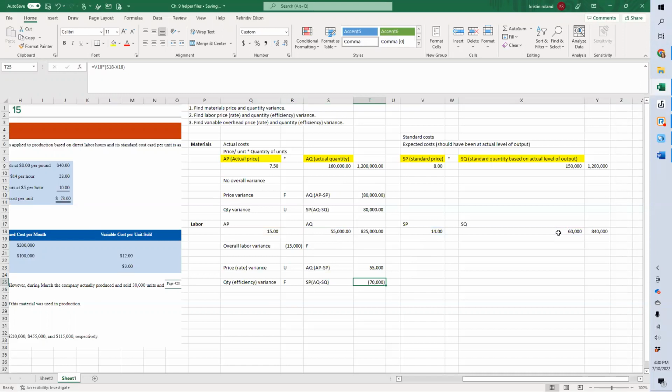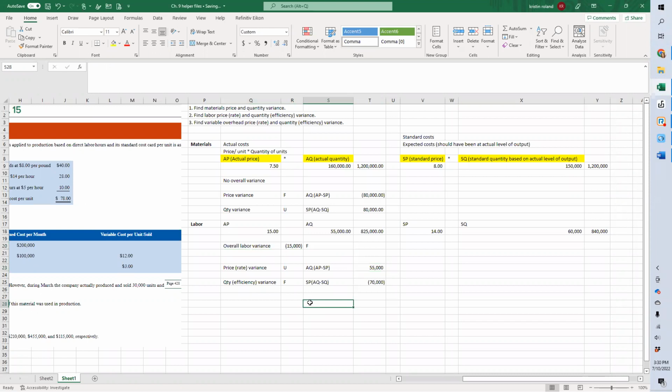Right, and that's 70,000 favorable. And notice if we net these, 70 and 55 going in opposite directions, we get 15,000 favorable, and that's what our overall labor variance is. Okay, so we did the math right. So what is the story behind this?